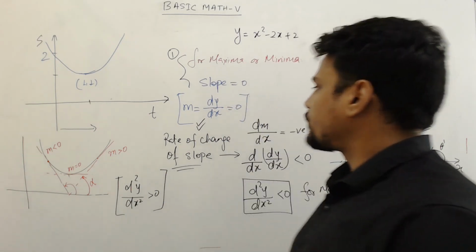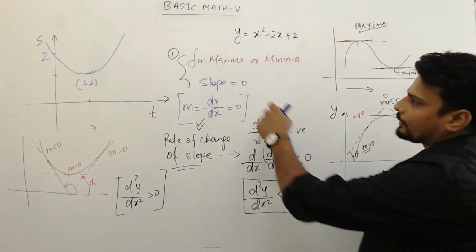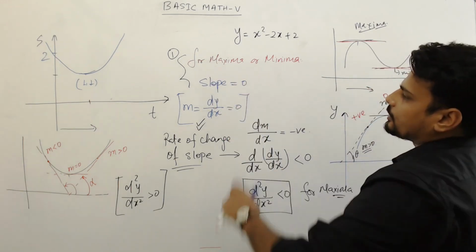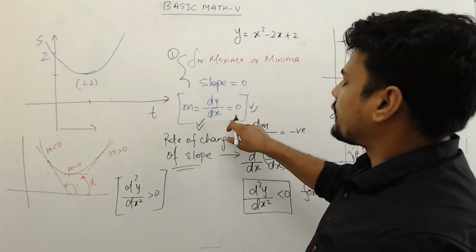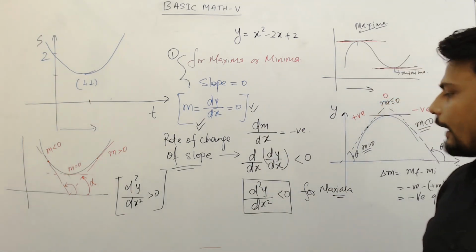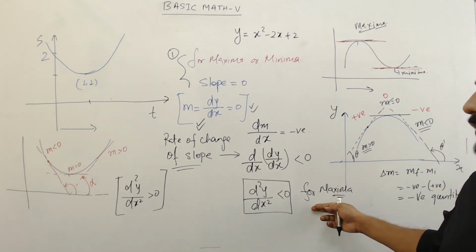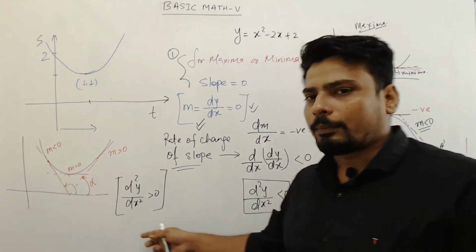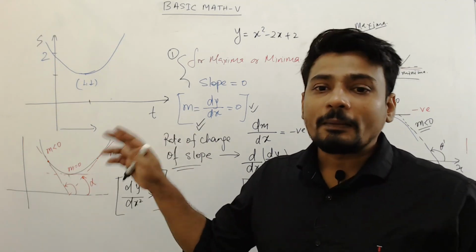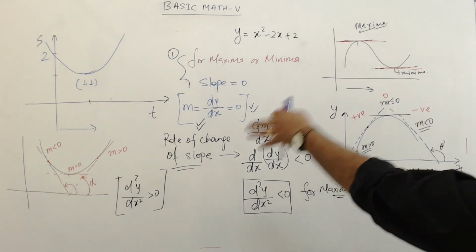So I have actually derived all the possible requirements: for a maxima or minima, slope has to be 0, which means dy upon dx has to be 0. And if I differentiate it for the second time and I get some negative value, it means I have reached a point of maxima. And if I get a positive value, that is the point of minima. All good? So you can summarize this quite easily.